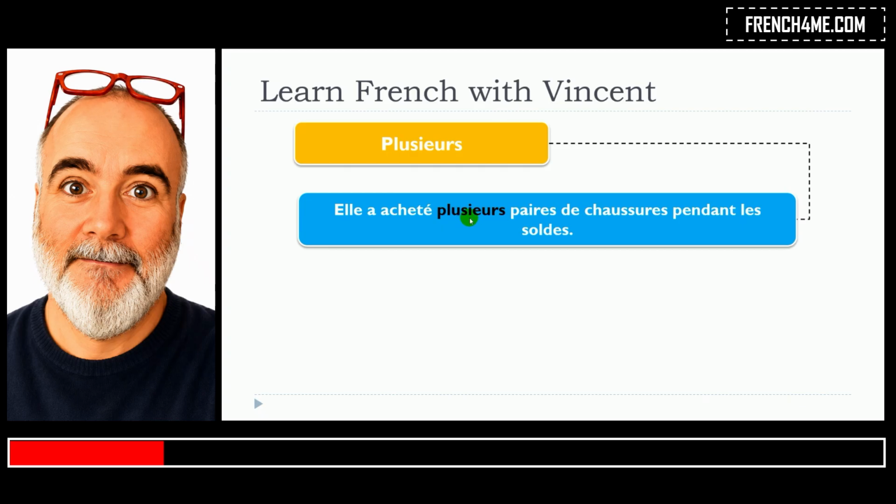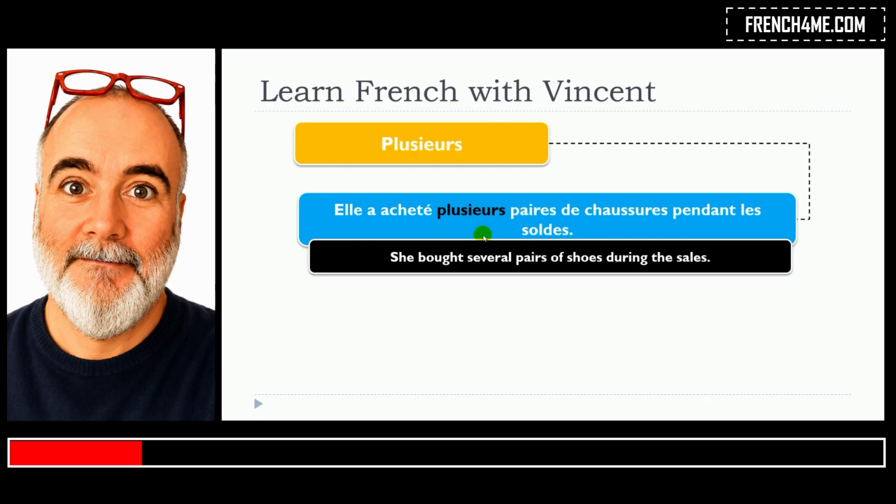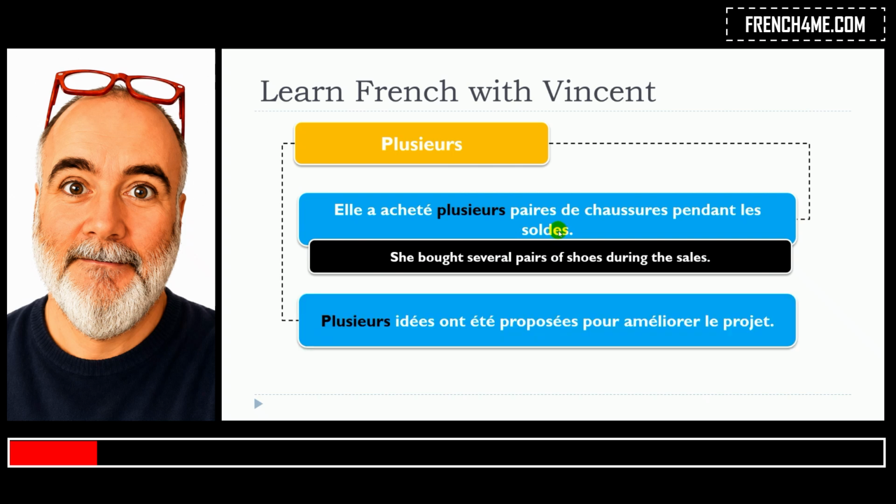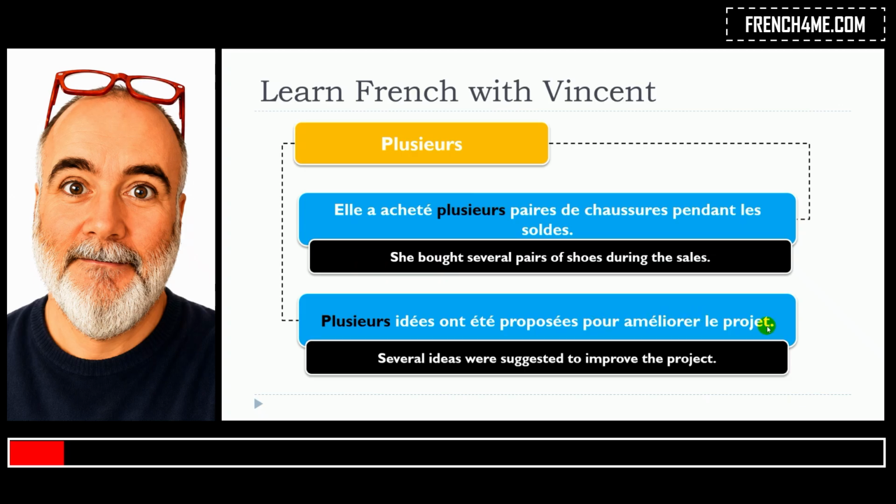Elle a acheté plusieurs paires de chaussures pendant les soldes. Plusieurs idées ont été proposées pour améliorer le projet.